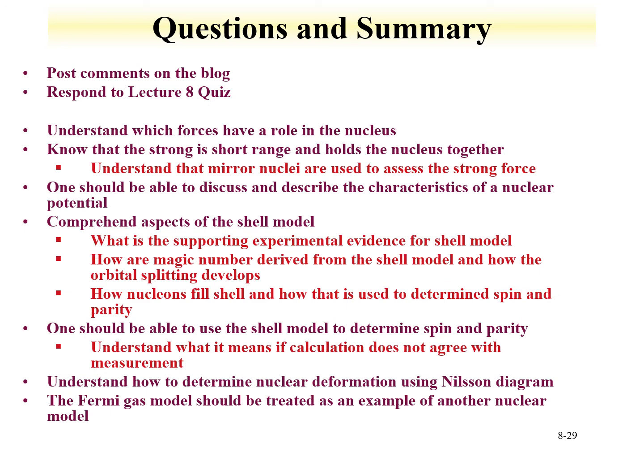You should understand how nucleons fill shells and how this is used to determine the spin and parity of a nucleus. Fundamentally, those unpaired nucleons provide the spin and parity of the nucleus. Nuclei with single unpaired nucleons have half-integer spins, while nuclei with two unpaired nucleons have whole integer spins. One should be able to use the shell model to determine spin and parity, and you should understand what it means if the calculations using the shell model do not agree with experimental evidence.